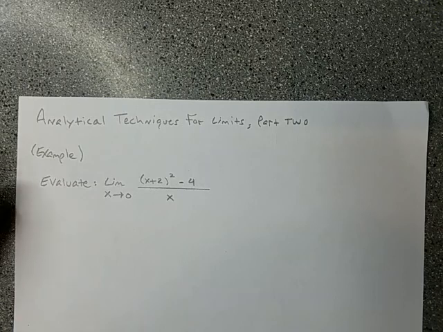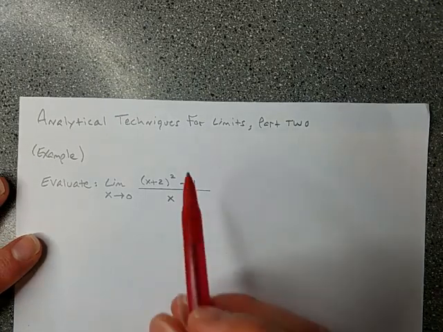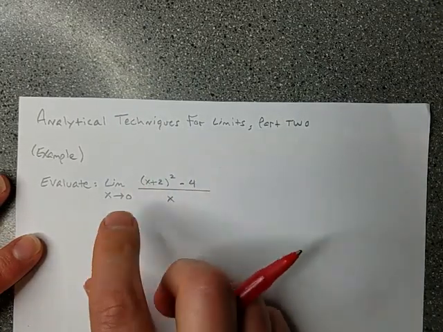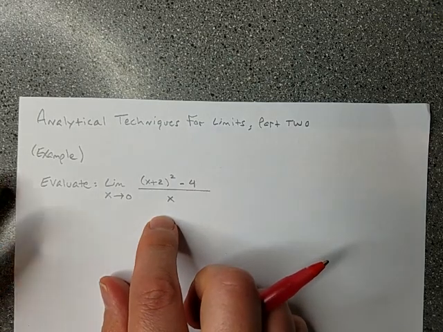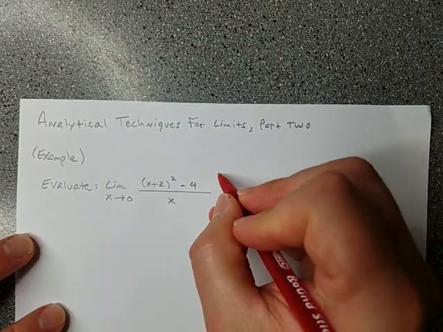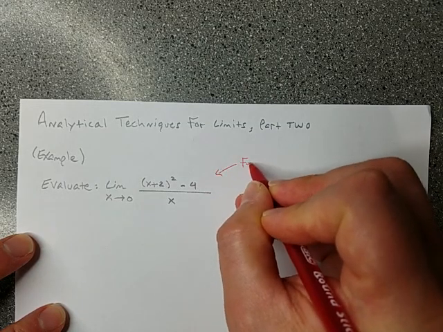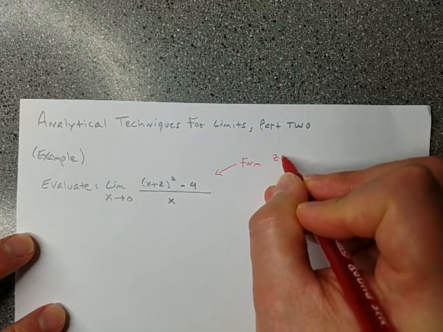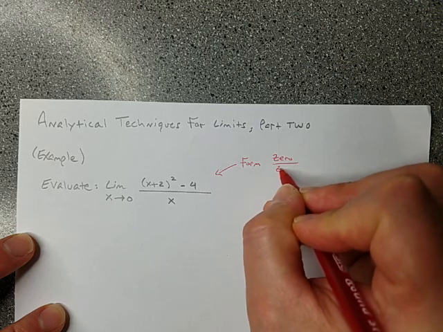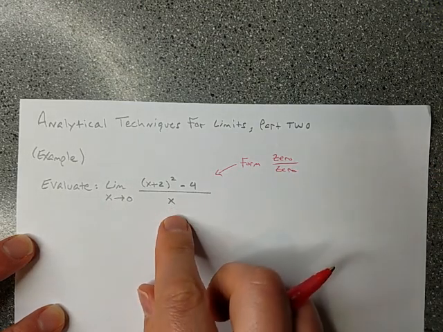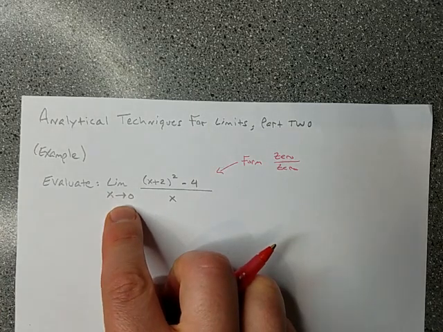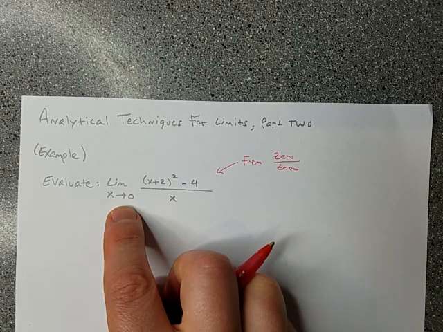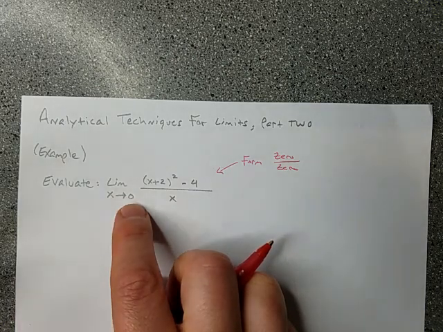Now, the first thing I noticed about this limit is that if I tried to do this by plugging in 0, it wouldn't work for me because I get this form of 0 over 0. If I tried to do this limit by just plugging in wherever the x is going, 0, it just doesn't work. Some limits you can do that way, but this one's not one of them.